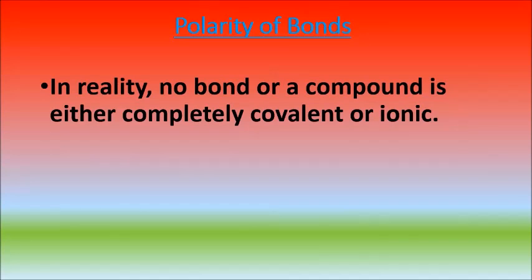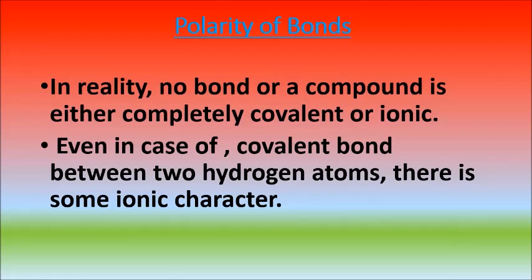In reality, no bond or compound is either completely covalent or ionic. Even in the case of a covalent bond between two hydrogen atoms, there is some ionic character. How can we explain this? As we know, both hydrogen atoms have one electron each. What happens to that one? The hydrogen atoms will mutually share the electrons between the two atoms and form a covalent bond.